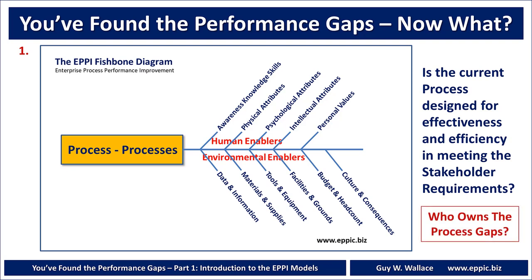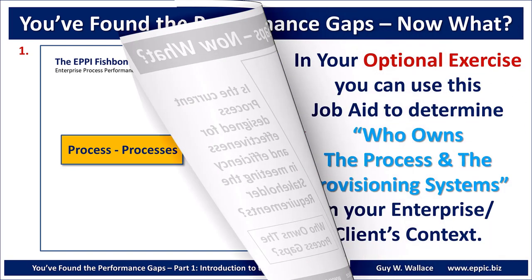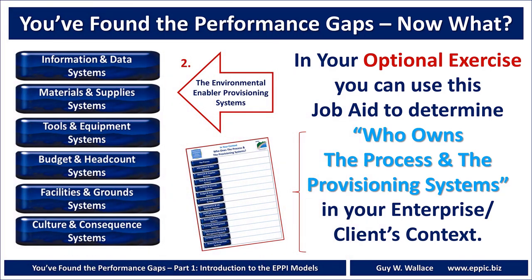And then you need to ask yourself, if there's a gap there, who owns that process gap? Who owns the process? Second, we want to look at the environmental enabler provisioning systems. These are systems in the enterprise that aren't often named exactly as I have them configured in blue on the left. But we need to understand who owns the responsibility for those systems that provide enabling assets to the processes. So if we have a gap in the process, it may be due to something upstream, these provisioning systems. So this is how I categorize those environmental enablers. Of course, in your organization, they're going to be named and configured differently.